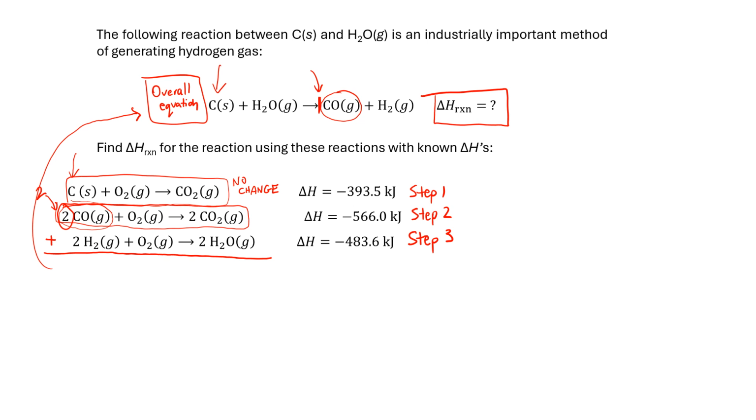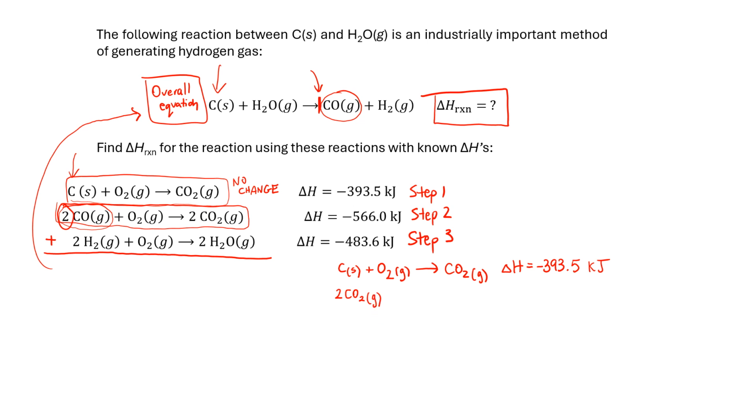So what do we need to do to this equation so that when we manipulate it and then eventually add it to make the overall equation, we not only end up with CO on the product side, but we also only have a 1 instead of a 2 there? Well, to get something to go from a reactant to a product, we need to flip the equation. So let's do that. I'm just going to write out the first one, which we didn't change. This is step 1. The second one we have to flip over.